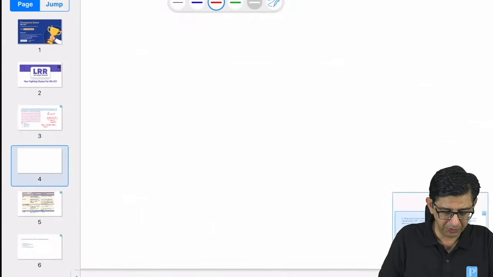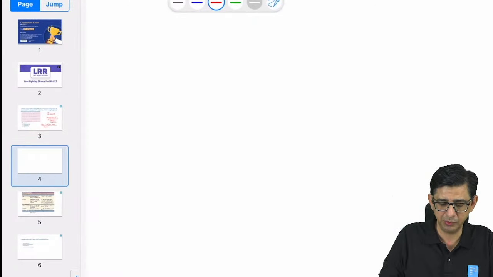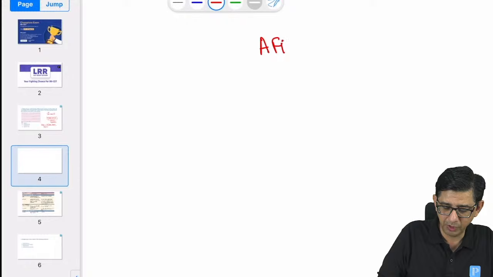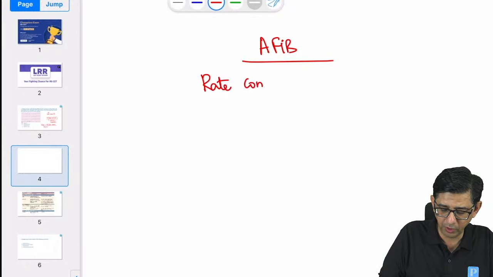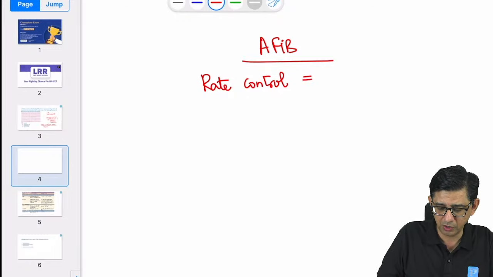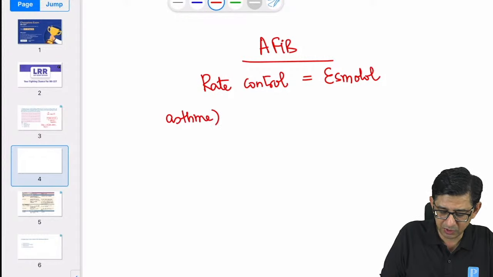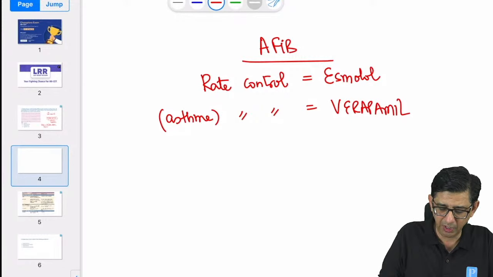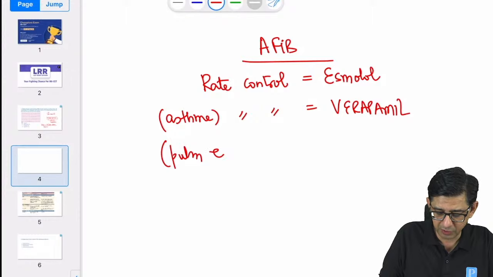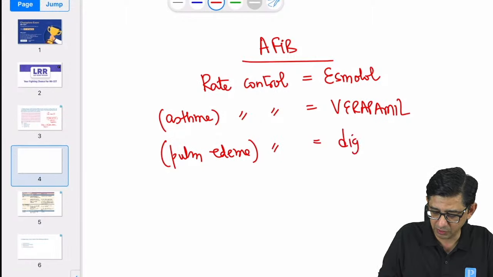I'll just repeat the core features once again before I move on to my subsequent slide. In a question of atrial fibrillation, there are three permutation combinations. First, how would you go ahead with rate control? Your answer is obviously a short acting beta blocker, because BP is low, so that is why a short acting beta blocker. But if he adds the word asthma in the question and he talks about rate control, then we will change our answer to verapamil or diltiazem, whichever is available in the question. But if he adds pulmonary edema in the question, and asks what approach would you like to use for rate control in this patient, then the answer would be digoxin.